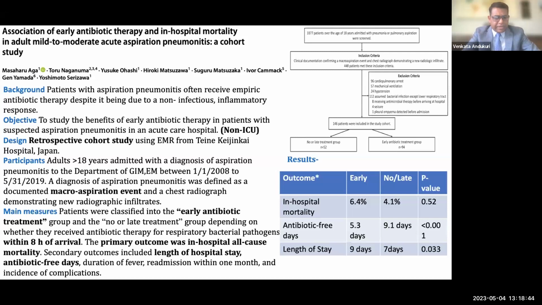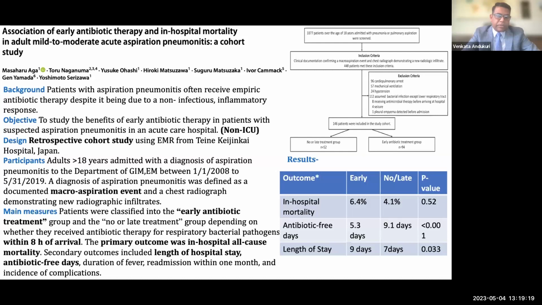So this was again a retrospective study. It was done in Japan. So it may not be applicable to our population completely, but good study nonetheless. So most were adults over 18 years admitted with a diagnosis of aspiration pneumonitis to general internal medicine and emergency medicine between 2008 and 2019. A diagnosis of aspiration pneumonitis was defined as a documented macroaspiration event, and a chest radiograph demonstrated new radiographic infiltrates.